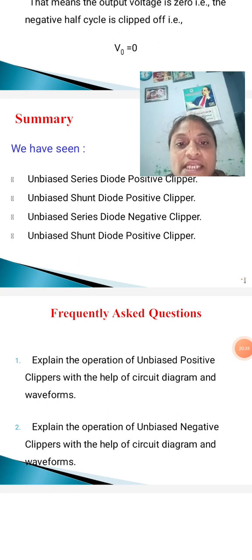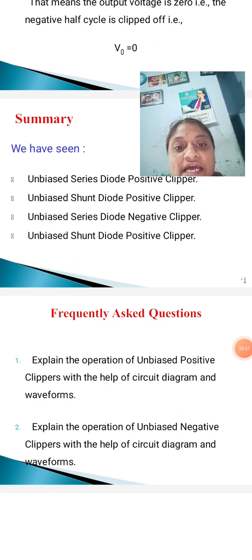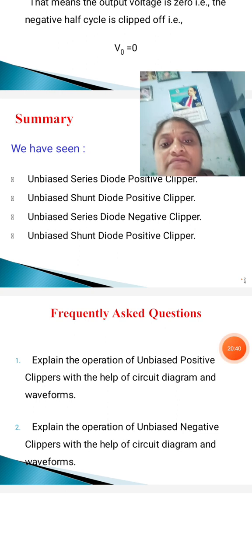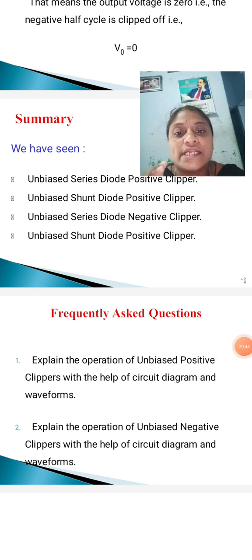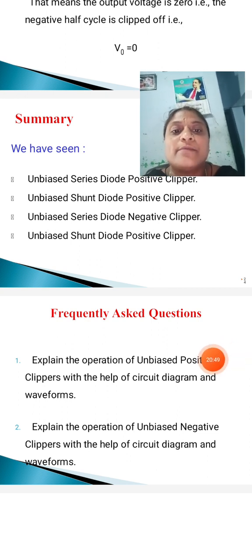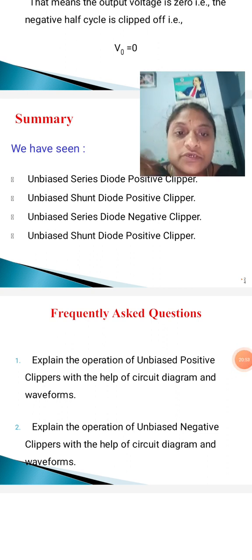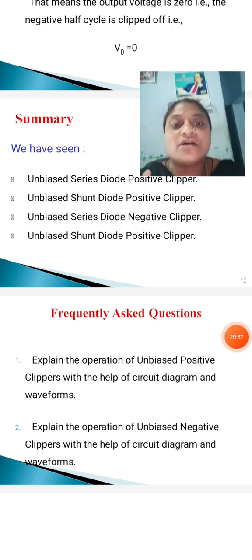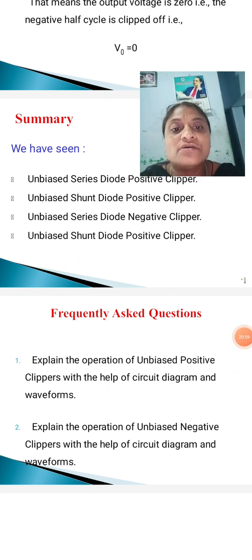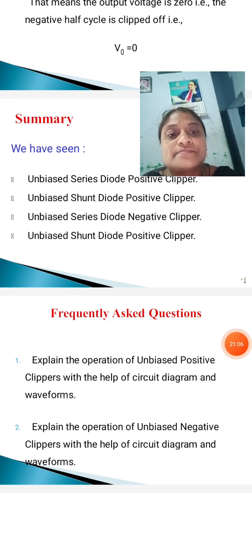The first question is: explain the operation of unbiased positive clippers with the help of circuit diagram and waveforms. In this question you can write both the positive series diode and shunt diode operations. This question may also be asked in different ways. The first one is: explain the operation of unbiased series diode positive clipper with the help of circuit diagram and input and output waveforms.